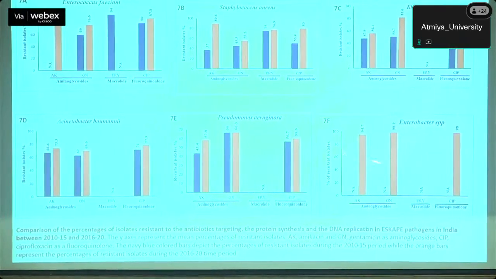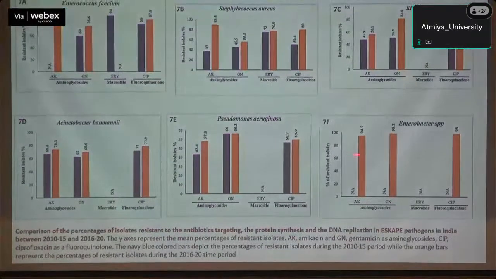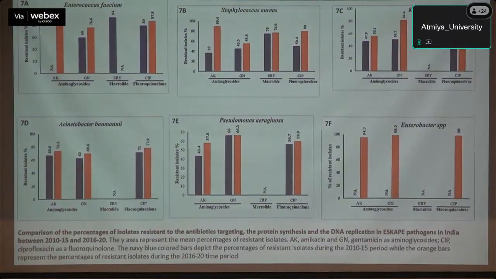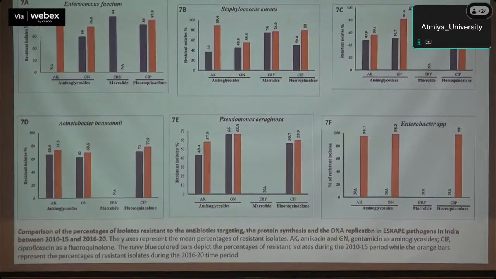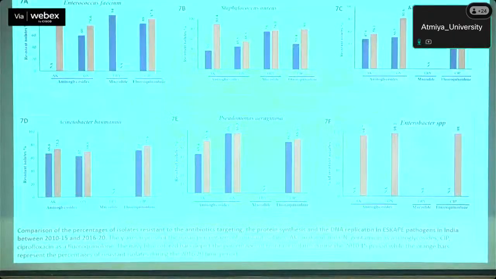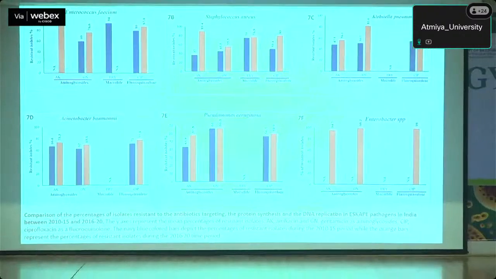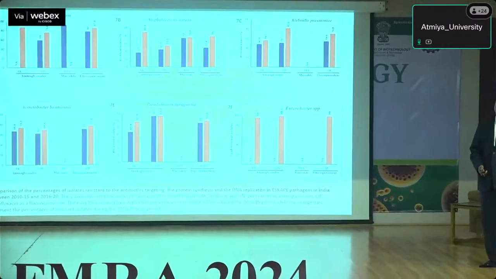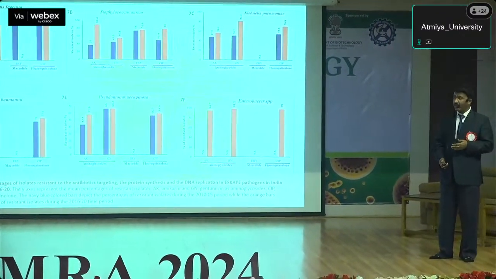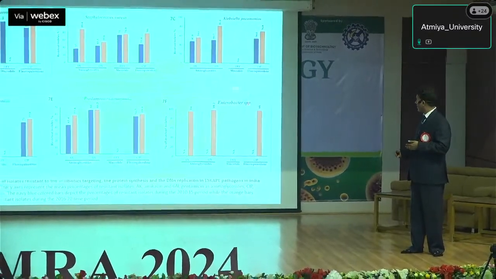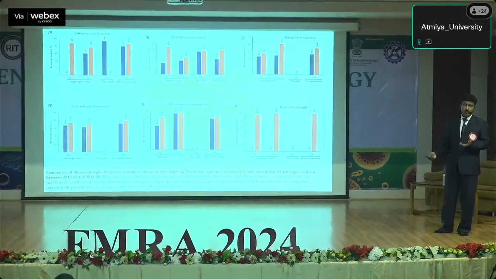So we could see almost 90 to 100%, 95 to 100% resistance in the isolates. So this is one of the upcoming most notorious pathogens, Enterobacter. Otherwise, it was globally known as Klebsiella, but now in India, Acinetobacter, Enterobacter, and Pseudomonas are becoming very popular.